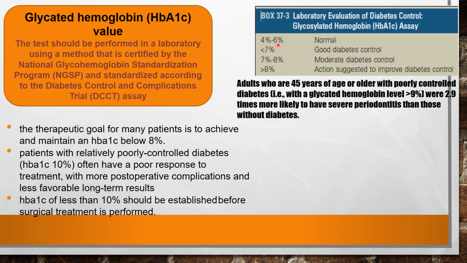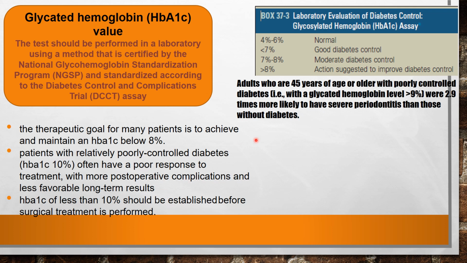Four percent is considered normal, less than 7% is good diabetic control, 7 to 8% is moderate diabetic control, and greater than 8% means action is suggested to improve diabetic control. The therapeutic goal for many patients is to achieve and maintain HbA1c below 8%. Patients with relatively poorly controlled diabetes often have a poor response to treatment, with more postoperative complications and less favorable long-term results. So HbA1c of less than 10% should be established before any surgical treatment is performed.